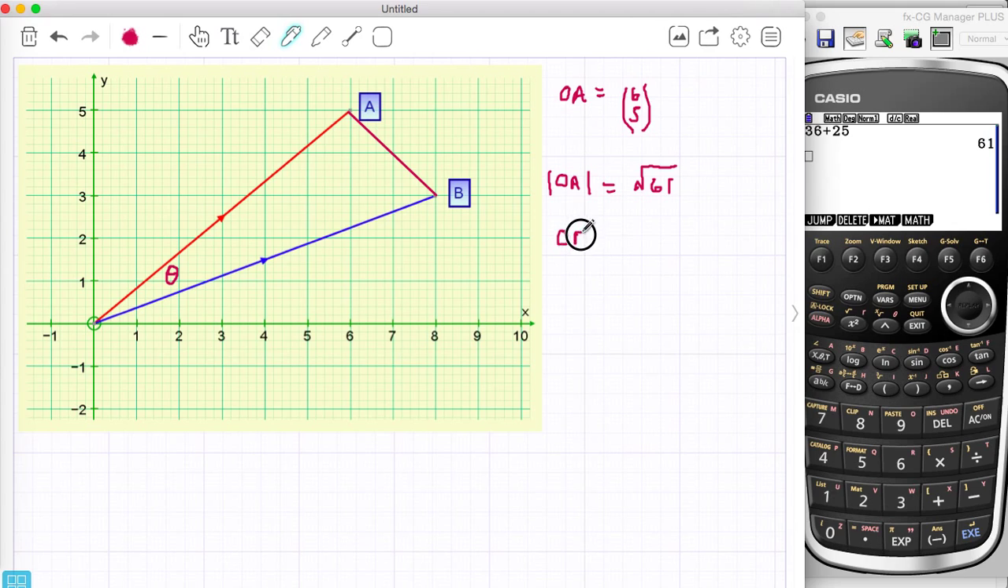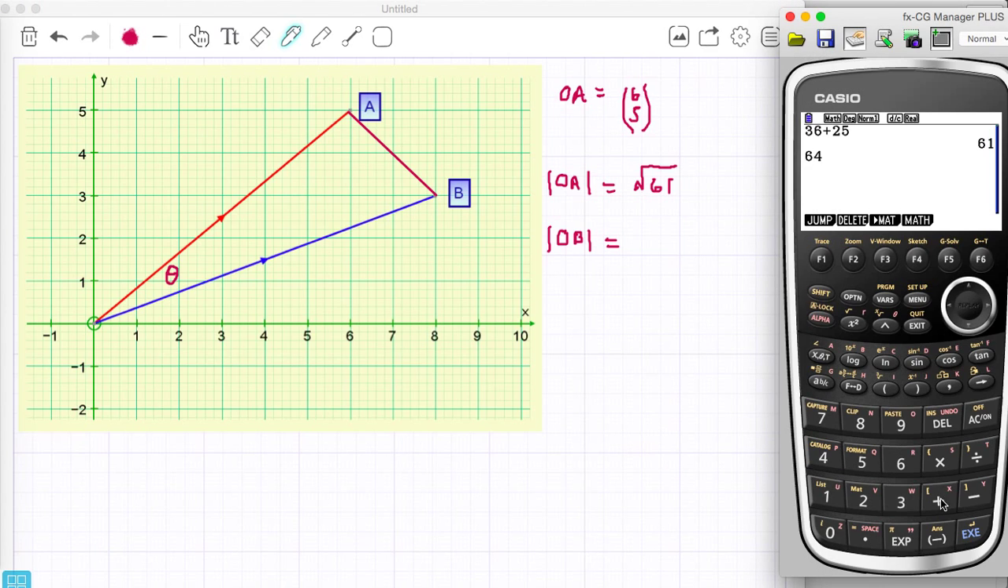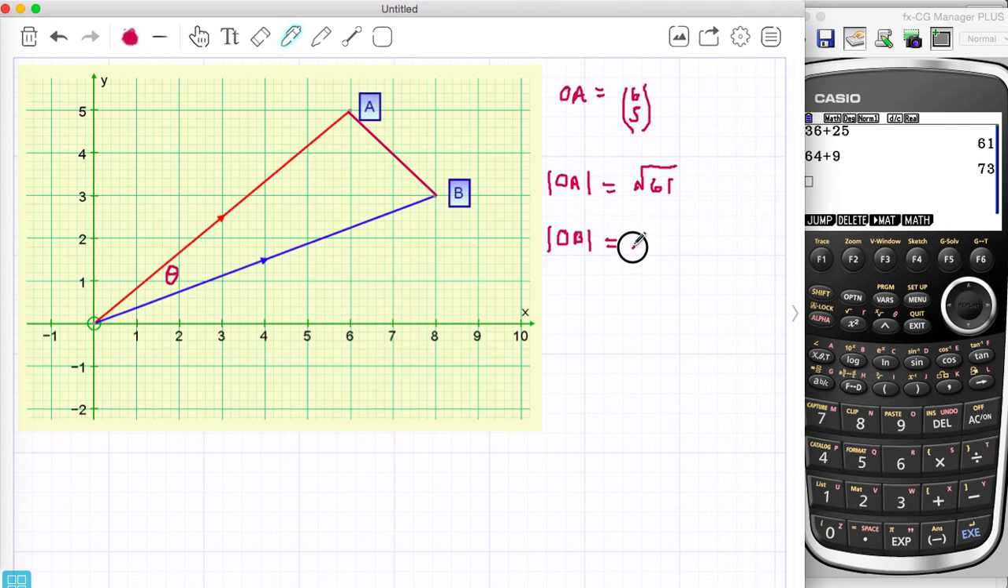And O to B is (8, 3). So 8 is 64 when I square it, and 3 squared is 9. So it gives me the square root of 73.